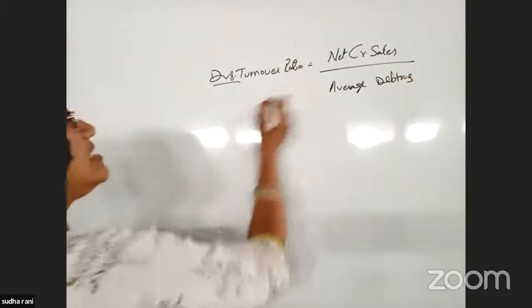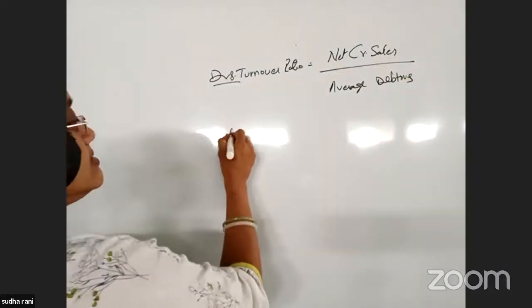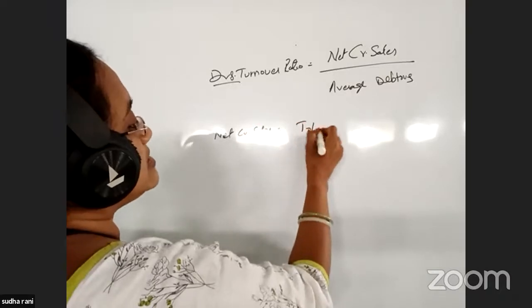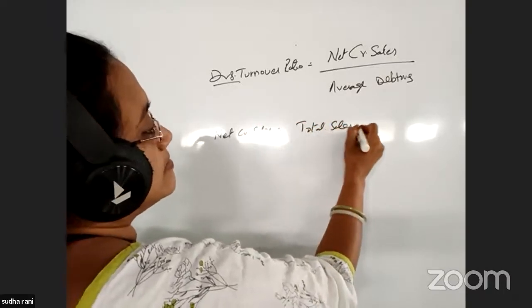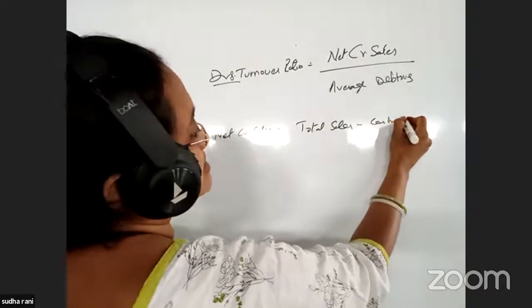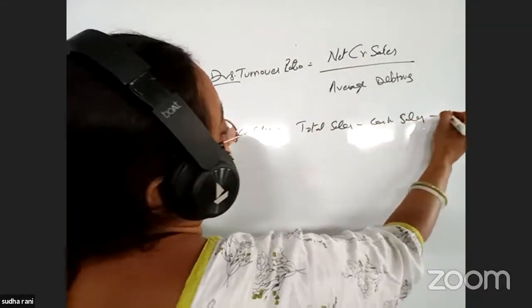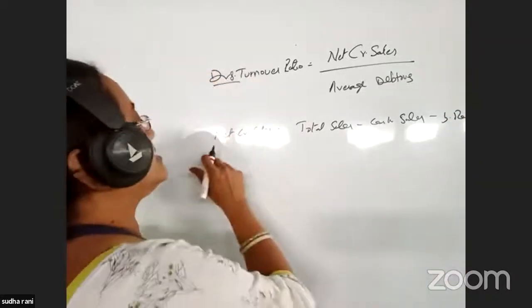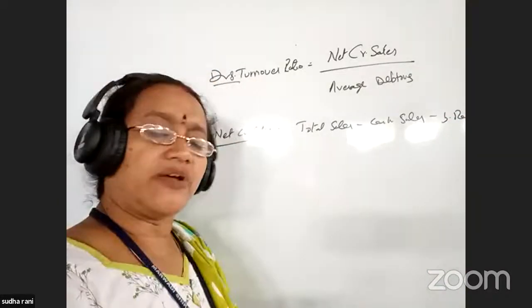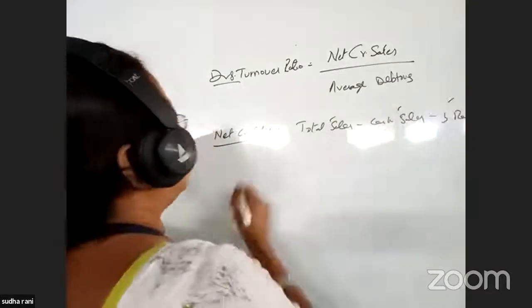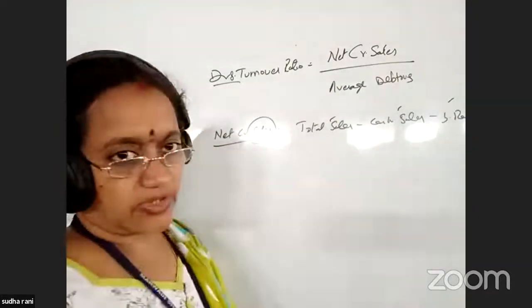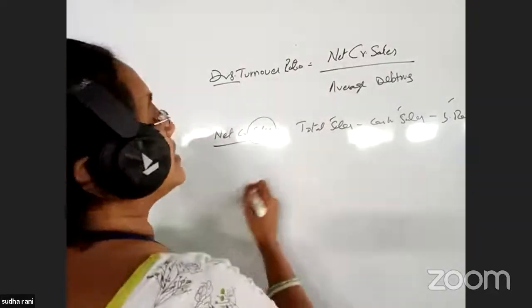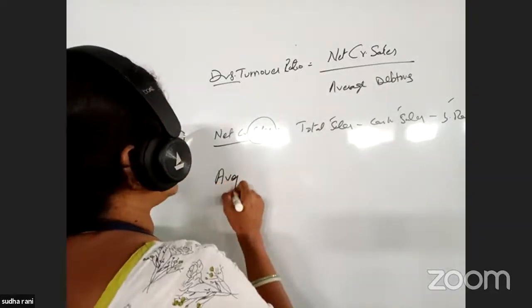Children, how do we get net credit sales? Net credit sales we get as total sales minus cash sales minus sales returns. If you do, you will get net credit sales. In absence of all this information, whatever the sales given in the question, that itself has to be taken as net credit sales. Okay?